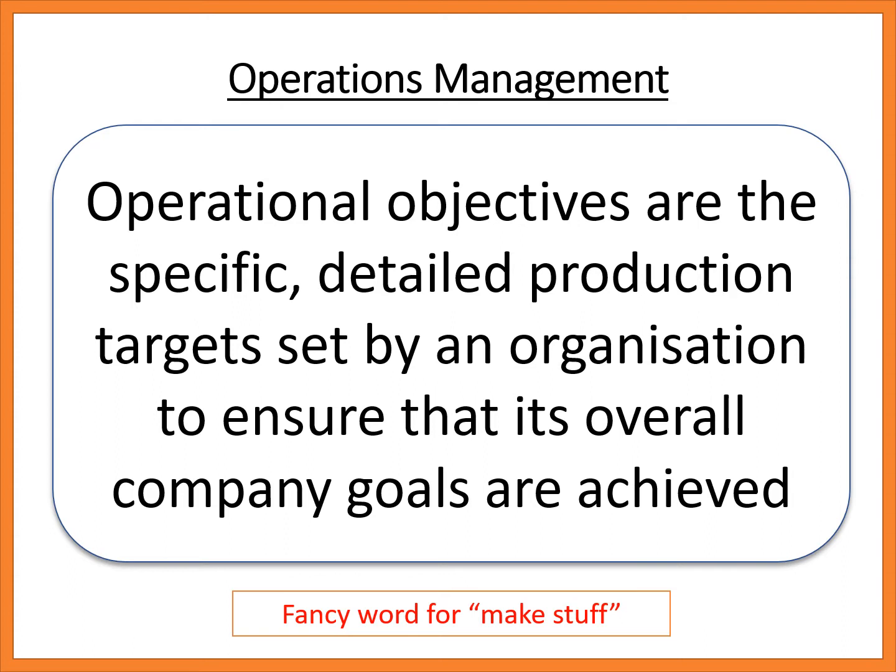Now, what are we talking about when we say operations management? What we're really saying is operational objectives are things like the specific detailed production targets set by an organization to ensure that its overall company goals are achieved. So when we're talking operations management, it's a fancy way of saying making stuff. It's the way that a company would actually produce the items that it does, or produce the services that it does. Operational objectives are just how the company actually gets there.